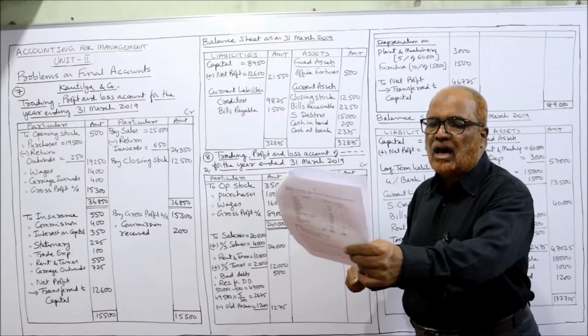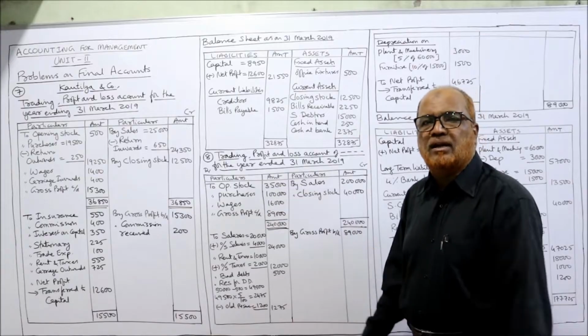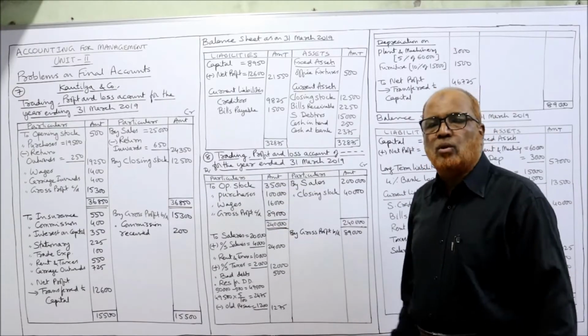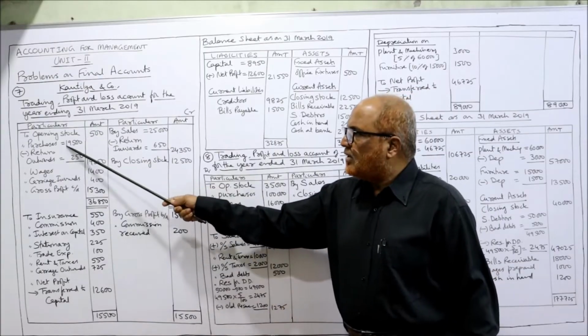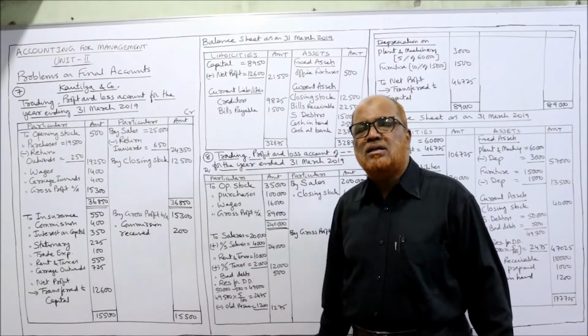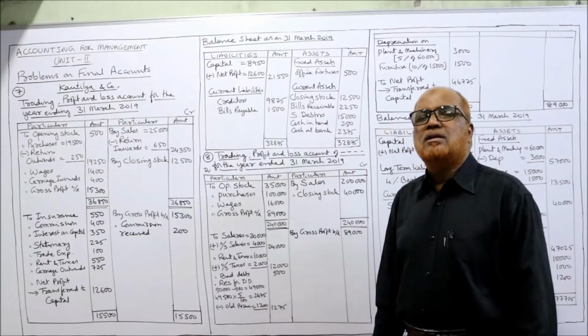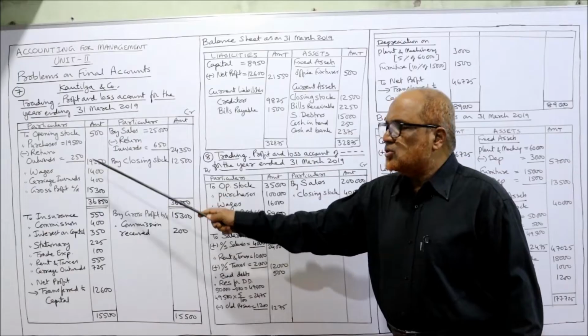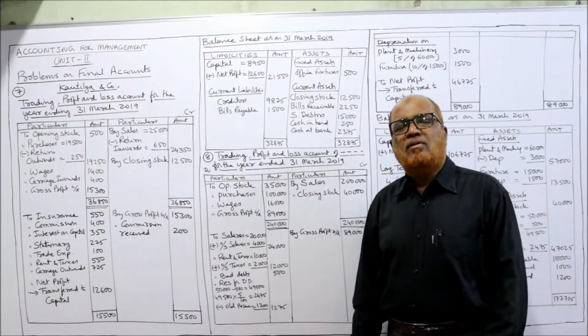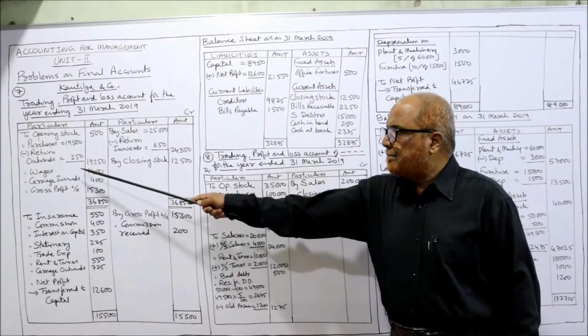Closing stock is given in the last line, 12,500. This closing stock 12,500. Only 2 items. Debit side, opening stock 500. Purchases are given 19,500 minus return outward. Return outward is the purchase return. Subtract 250, 19,250. Then 2 more items are given, wages and carriage inward.